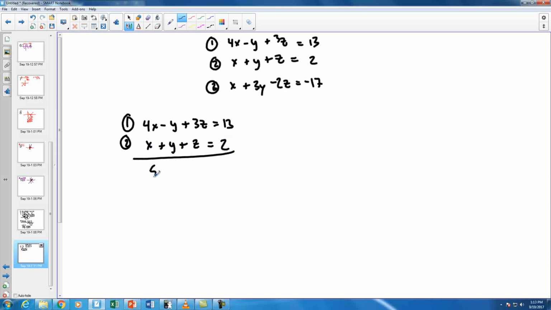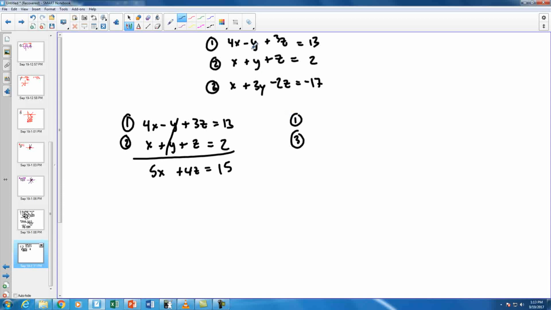My x's combine to make 5x. The y's cancel. I get 4z equals 15. It's important that I don't change anything now. I just eliminated y. So when I come over to do two equations now, I need to still get rid of y. So if I look at equation 1 and equation 3, I think that will be a good combination for me. 1 and 3.